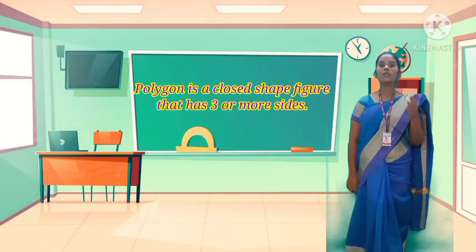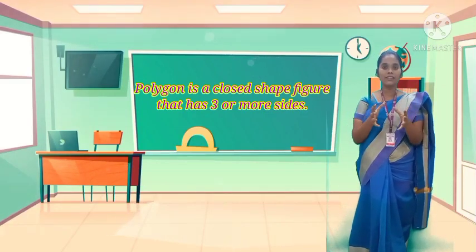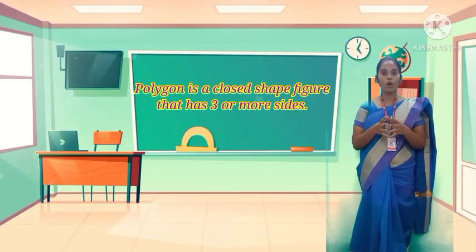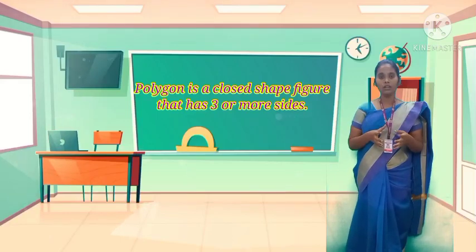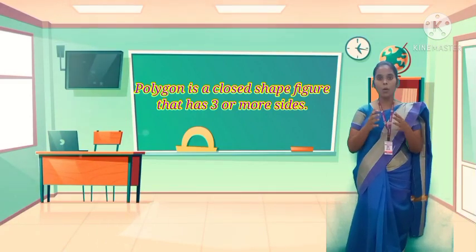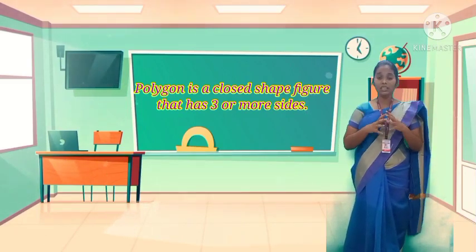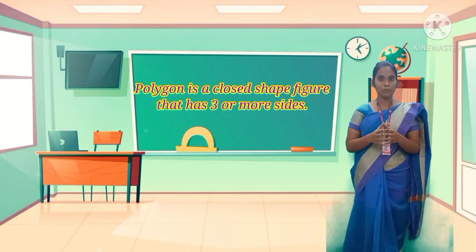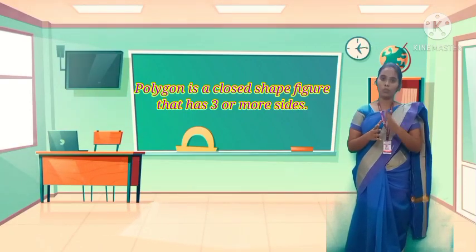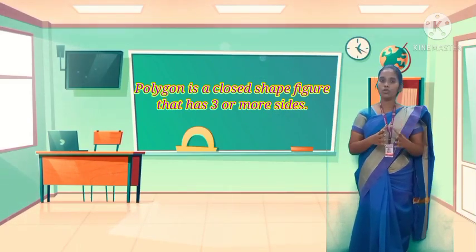Children, for shapes having 3 or more sides, we call them collectively polygons. Take examples like baseball, basketball, volleyball, football, etc. But we commonly call them ball. Like that, triangle, square, rectangle, pentagon, hexagon, there are many shapes, but we commonly call those shapes polygons. Polygon is nothing but shapes having 3 or more sides.